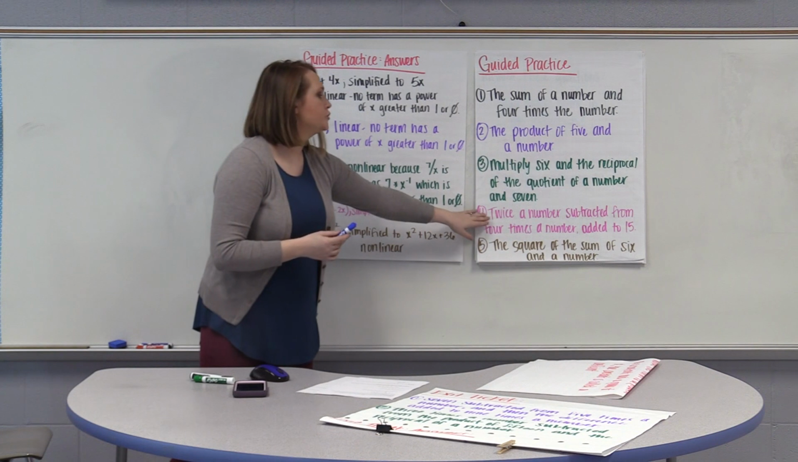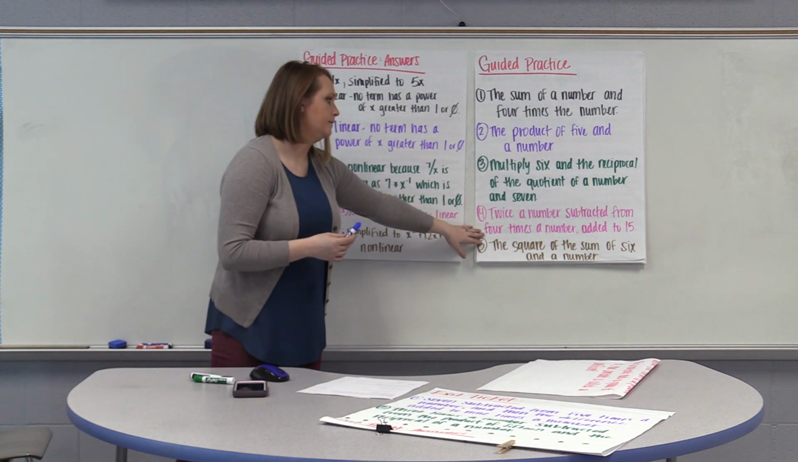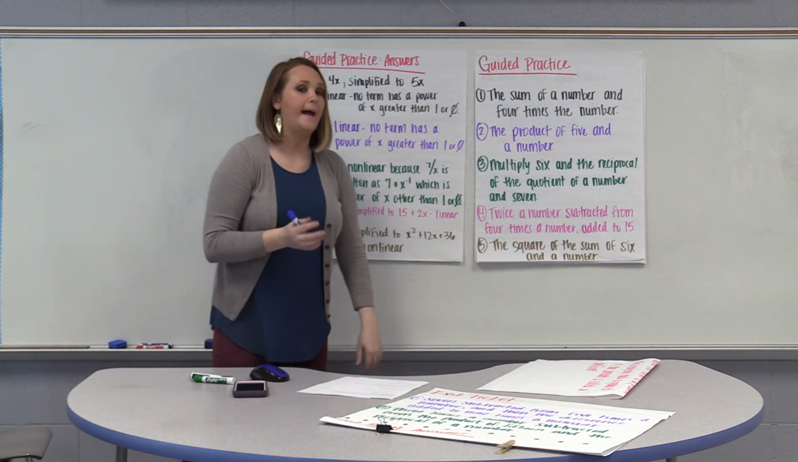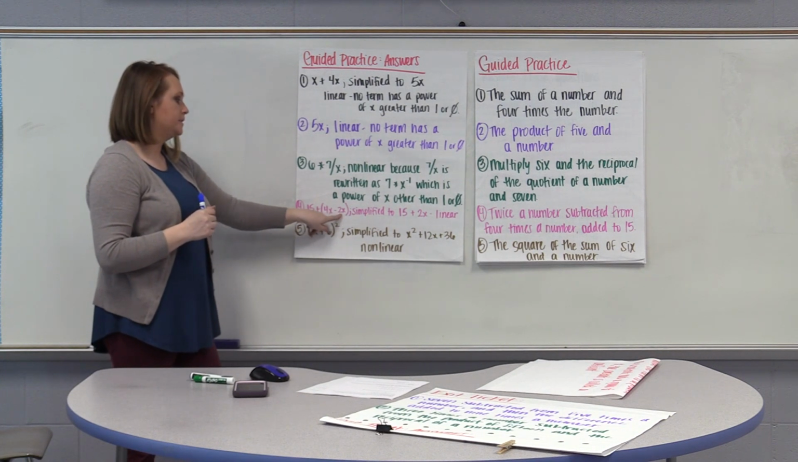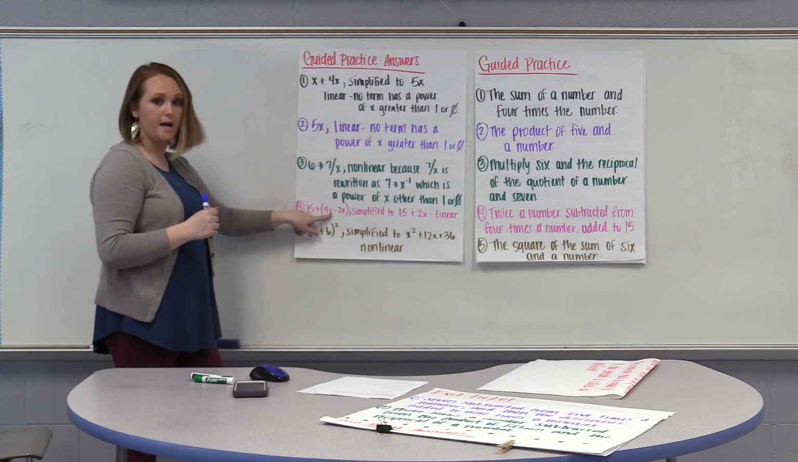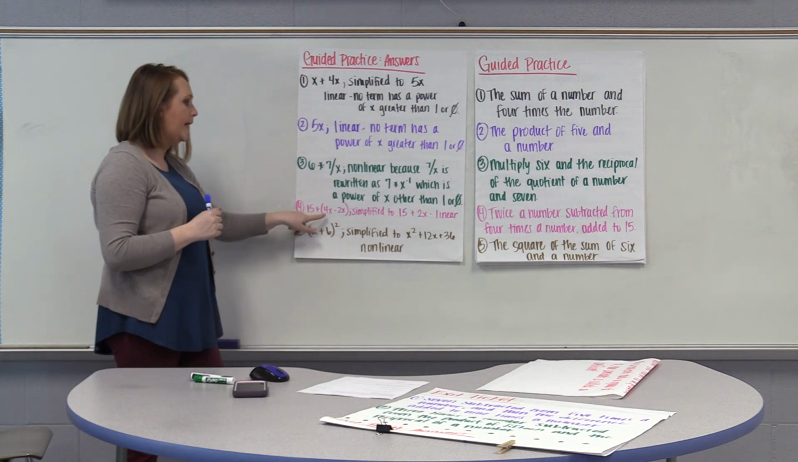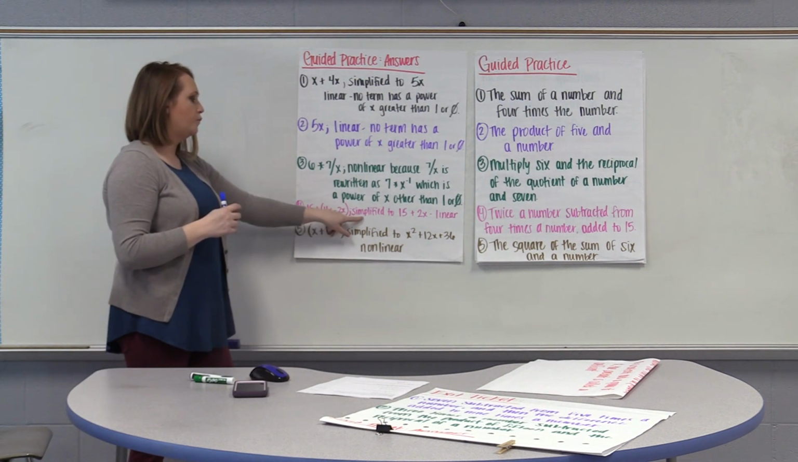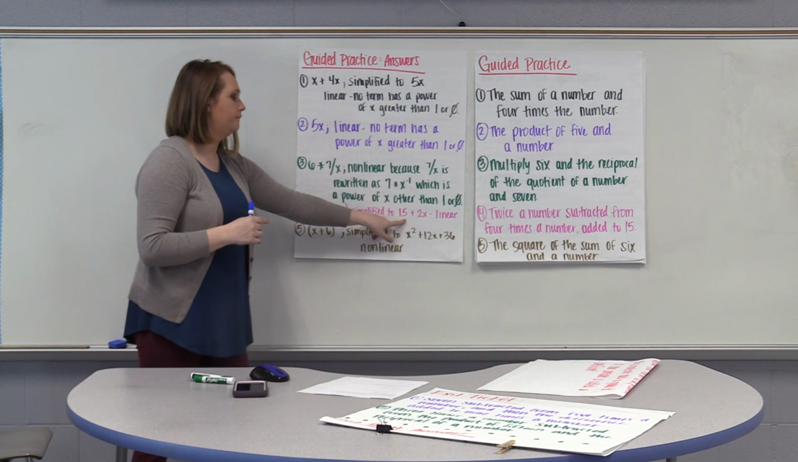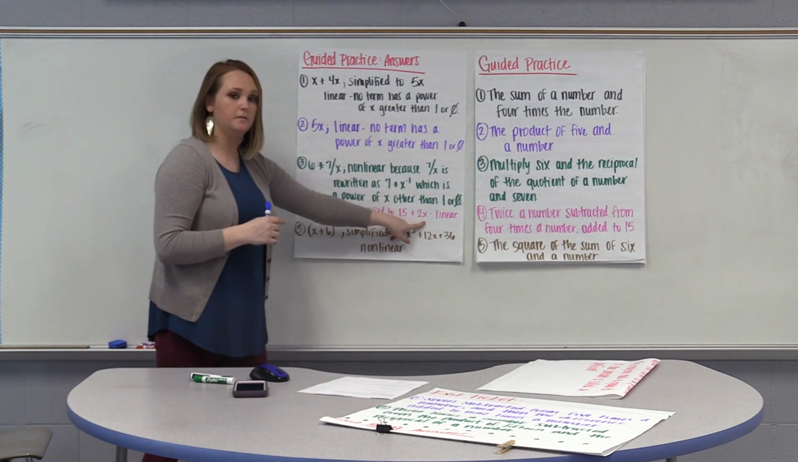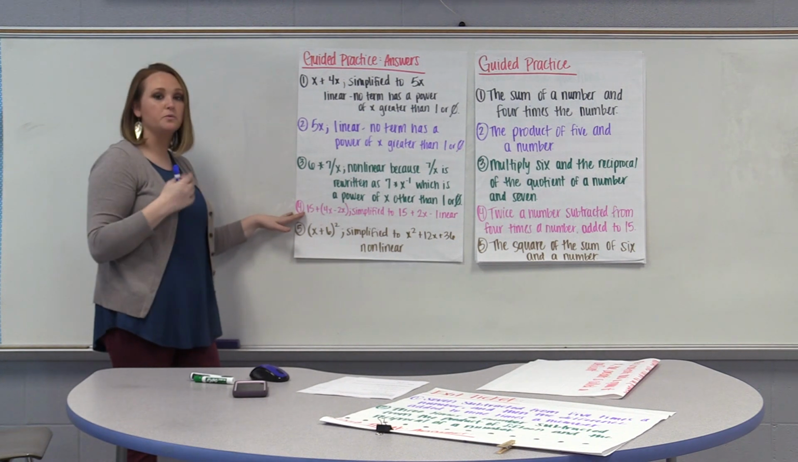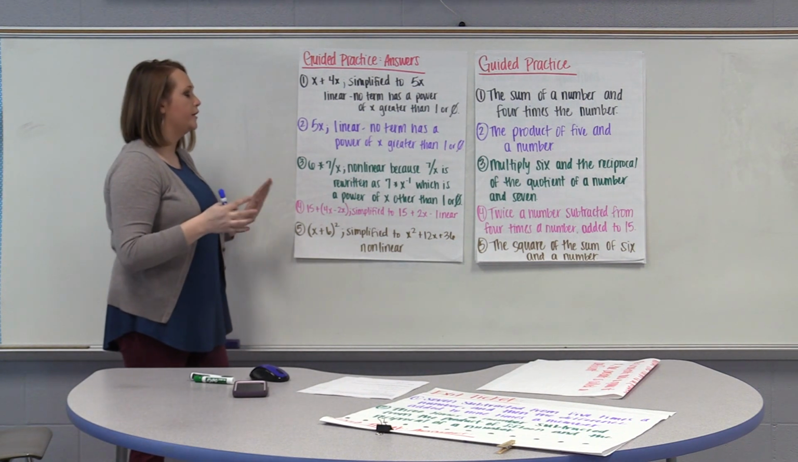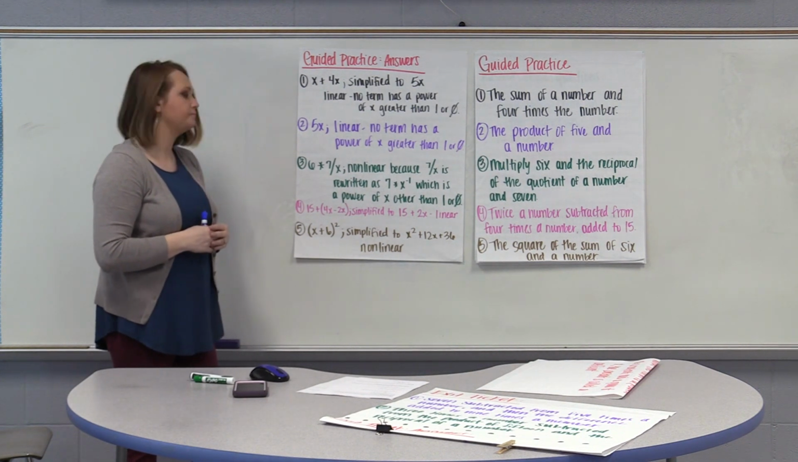Number 4, twice a number subtracted from 4 times a number added to 15. So we have twice a number and it's being subtracted from 4 times a number added to 15. So if we simplify that, we're going to get 15 plus 2x. And this is going to be linear because, again, we don't see a power greater than 1 or 0.